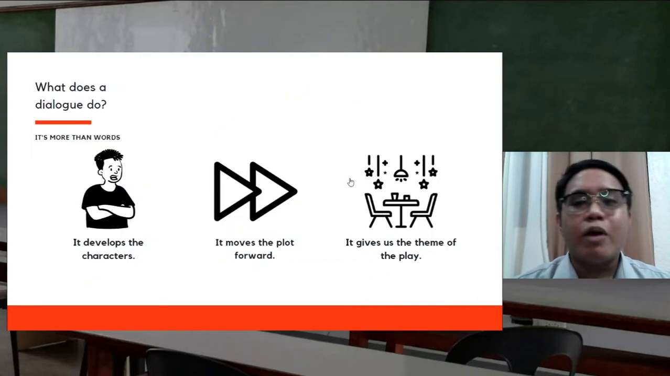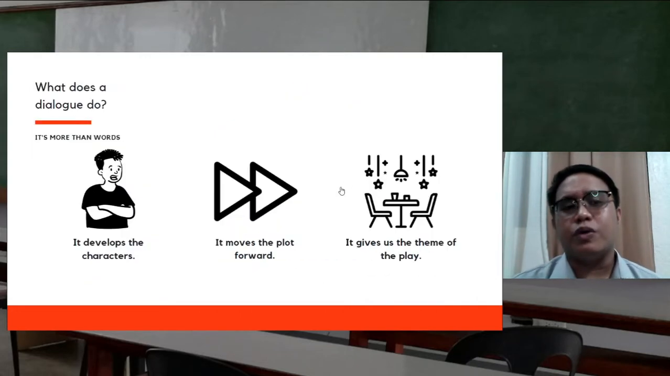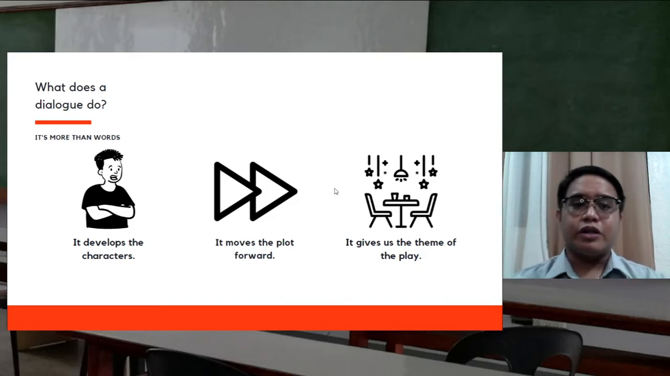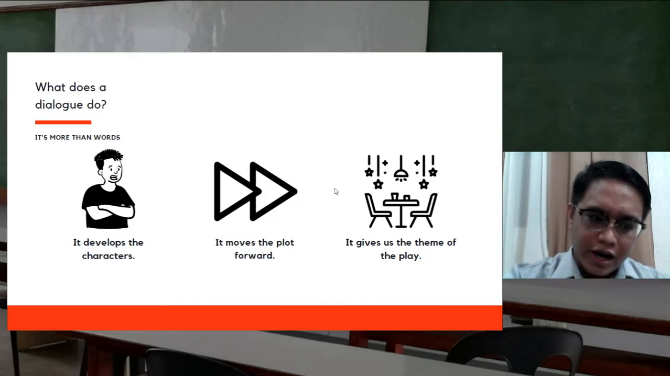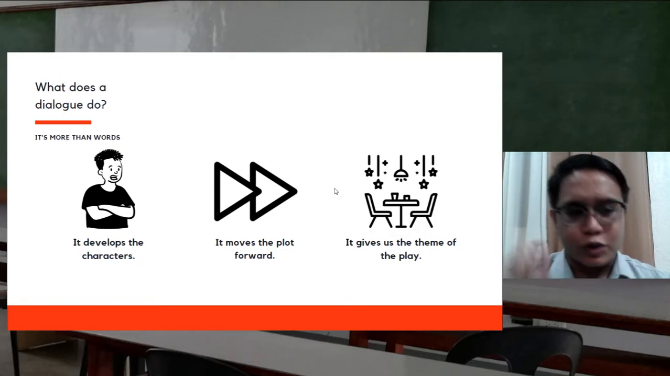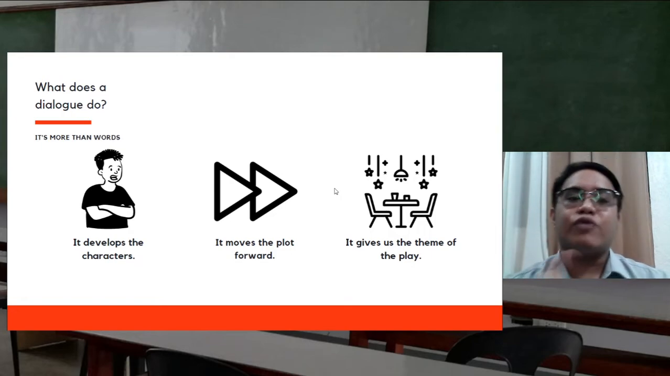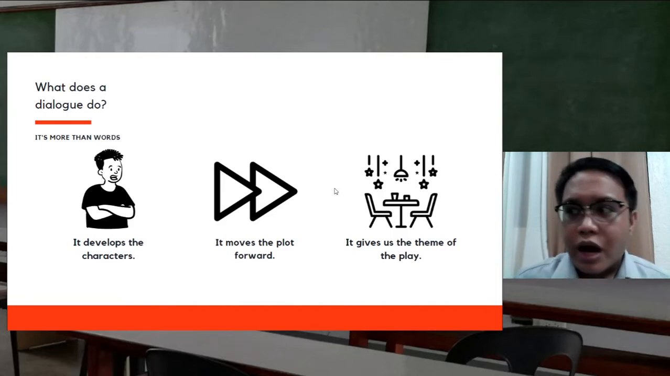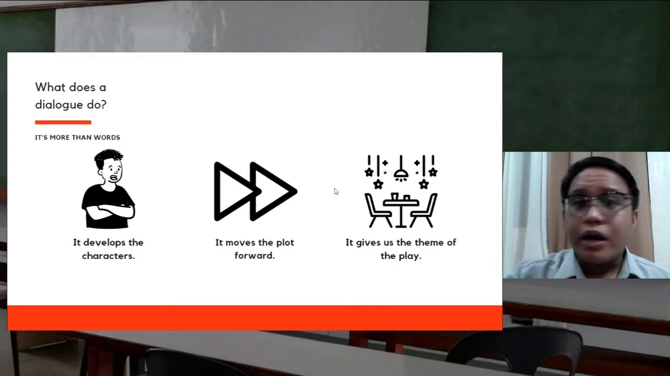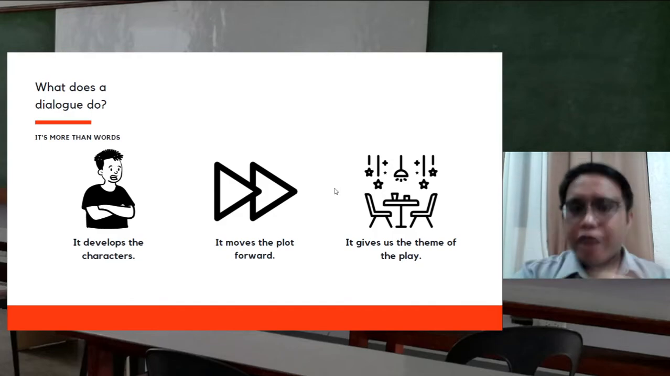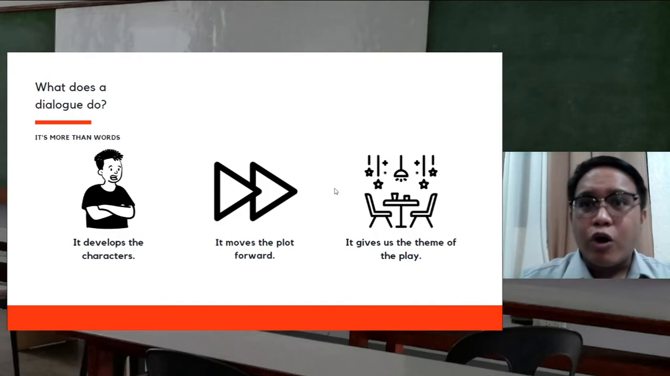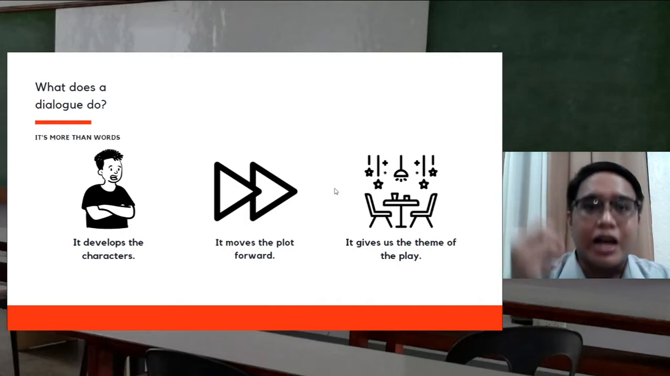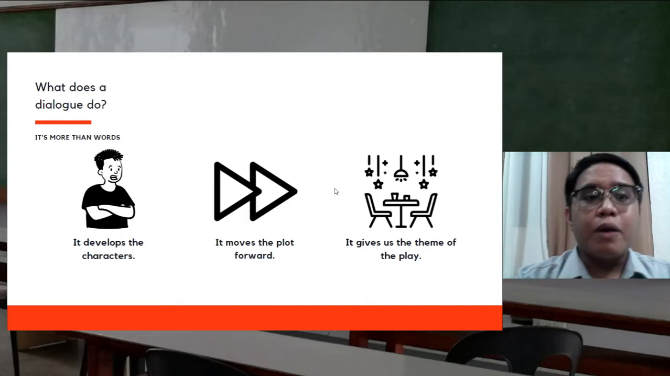So what does a dialogue do? Okay? What does a dialogue do? It's more than words, children. Just because there are words put there, okay, that's enough. That's the purpose, no. Okay? So it does three things. First, it develops the character. Okay, we cannot read anything about the character aside from the cast of characters, right? So one way we can know anything about the character is through their dialogue, how they speak. That's one purpose of a dialogue.